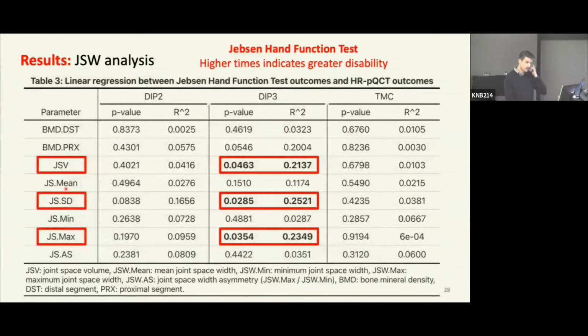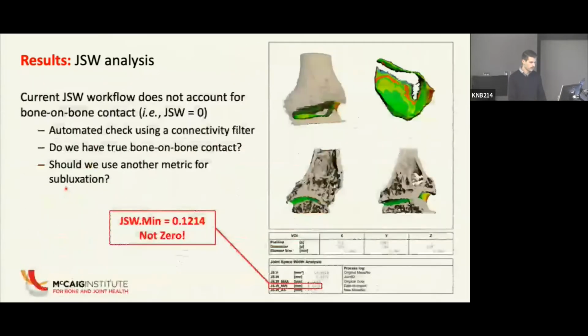So while these correlations are quite weak and our sample size is quite small, this does suggest that maybe these are the parameters that we should be looking at in a larger study, and something that warrants further investigation going forward. One issue we did have is that just by design, the algorithm that we're using to actually quantify the joint space doesn't detect a joint space width value of 0 when there is bone-on-bone contact. So we've used an automated connectivity filter to determine when there is and when there isn't bone-on-bone contact.